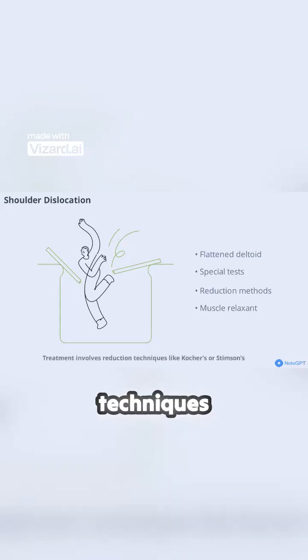Treatment involves reduction techniques like Kocher's or Stimson's, muscle relaxants such as Myospas or Miofre, and immobilization with a sling. Sedation may be needed for pain. Prompt management restores function and prevents nerve injury.